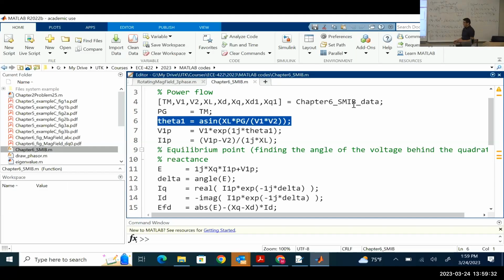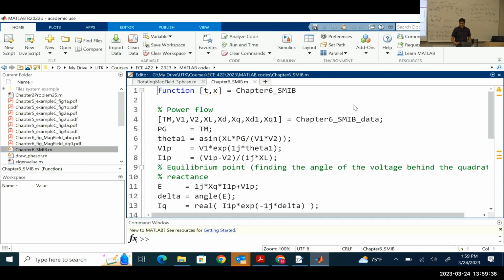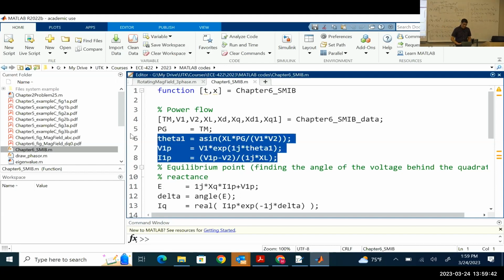What about now? Okay, so do you have the code? Okay, perfect. So we have the calculation of the equilibrium point there.